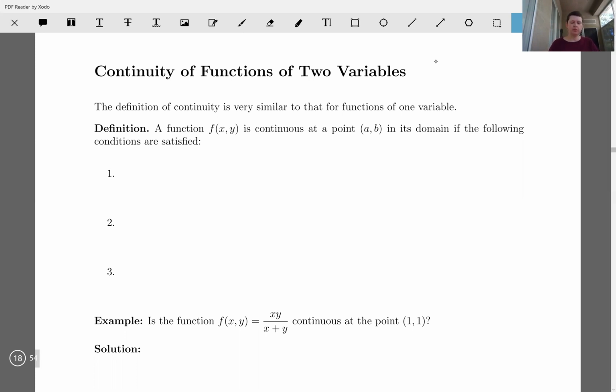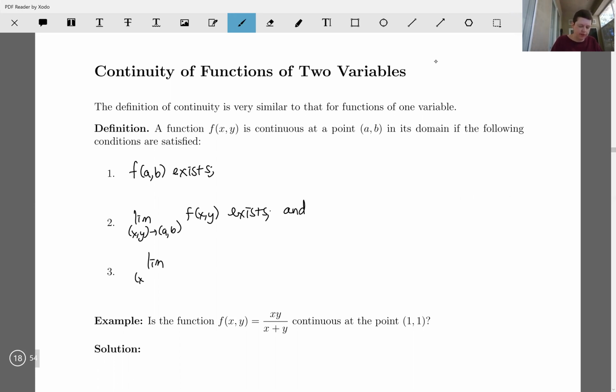A function f of x, y is continuous at a point (a, b) in its domain if the following conditions are satisfied. One, f of (a, b) has to exist. Two, the limit as the point (x, y) goes to the point (a, b) of f of (x, y) has to exist. And three, of course, that limit has to equal f evaluated at the point (a, b).